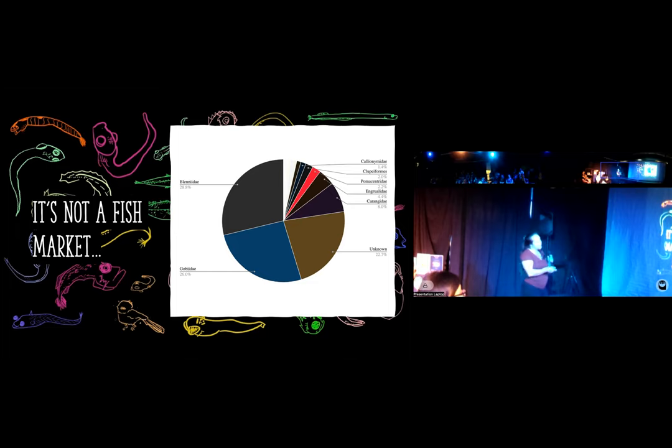And then a few like ulua and anchovies and a few angelfishes and dragonets and stuff. So again, it's not a fish market. You just get what you catch and you have to work with that.